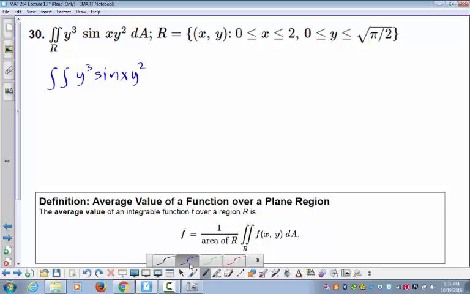Now, do you remember how you would have integrated y cubed sine y back in Calc 2? Yeah, y cubed sine of y.